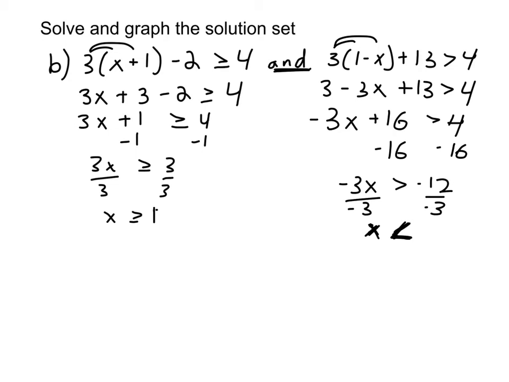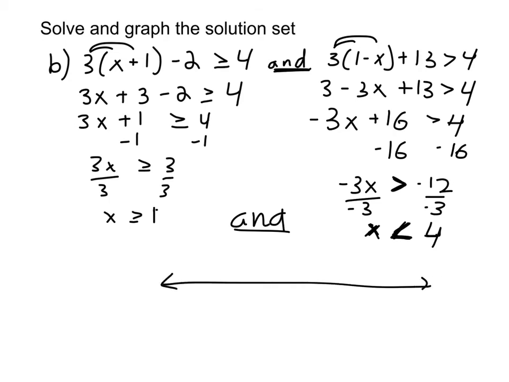So I get x is less than, okay? X is less than 4, right? Negative 12 divided by negative 3 is 4. All right, so now x must be greater than or equal to 1 and less than 4, okay?